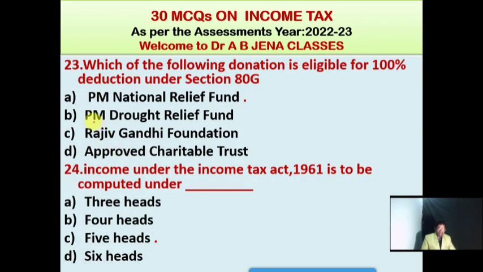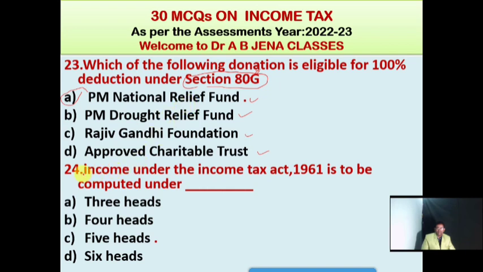So next one, MCQ: which one of the following donations is eligible for 100% reduction under section 80G? So dear friends, section 80G is applicable for donations, and here the 100% reduction will be available. Option A, Prime Minister National Relief Fund, option B, PM Drought Relief Fund, C, Rajiv Gandhi Foundation, D, Approved Charitable Trust. So the right option for this MCQ is Prime Minister National Relief Fund.